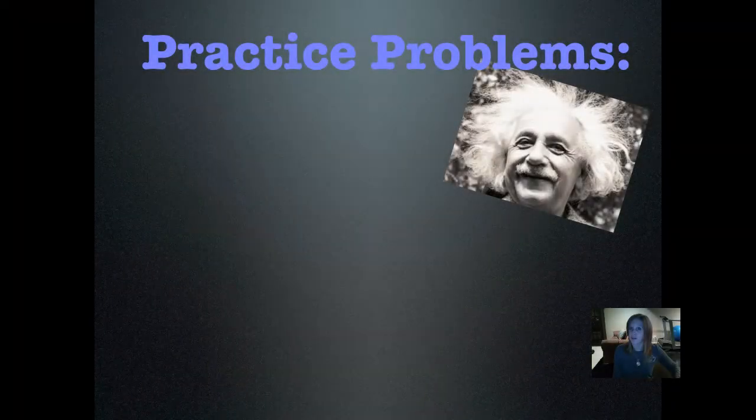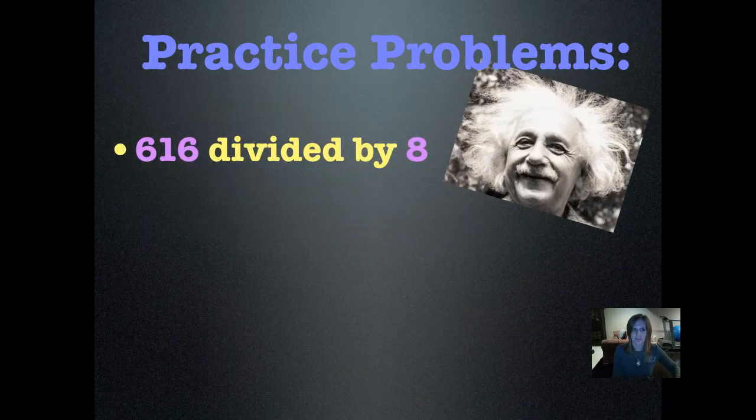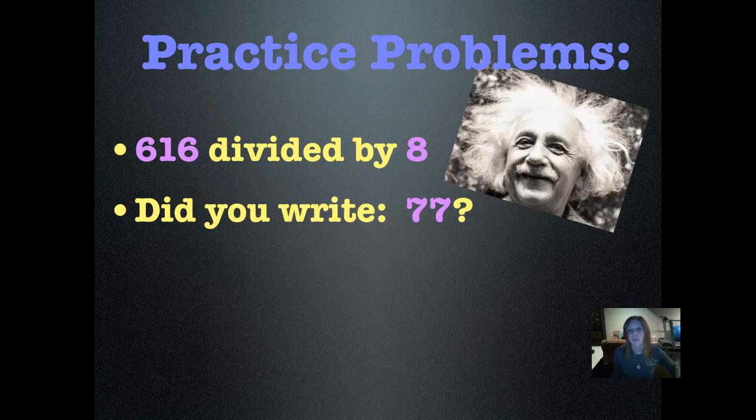Here is our first practice problem. 616 divided by 8. If you need to go back and watch the example to work this problem, go ahead and do that. Pause it and push play when you've worked it out and you're ready to see how you did. Take a risk here. You might surprise yourself and get it right. Did you write 77? This one didn't have a remainder.